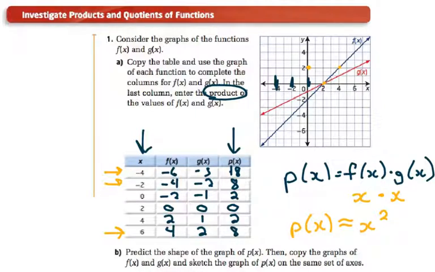So if we'd had those other 3 points, we would have been able to see the parabolic shape, but p is going to be a parabola, something like that.